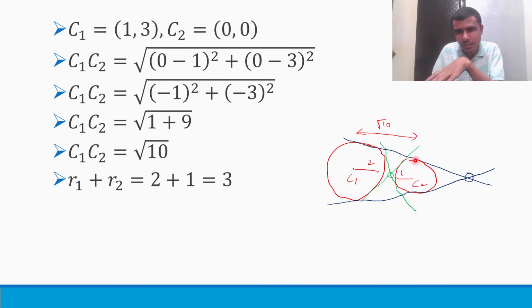See this line, it is touching this and this. So basically this line is a tangent to both the circles. This line is also a tangent to both the circles. Likewise this line and this line. So basically you have to find out the equations of 4 tangents.